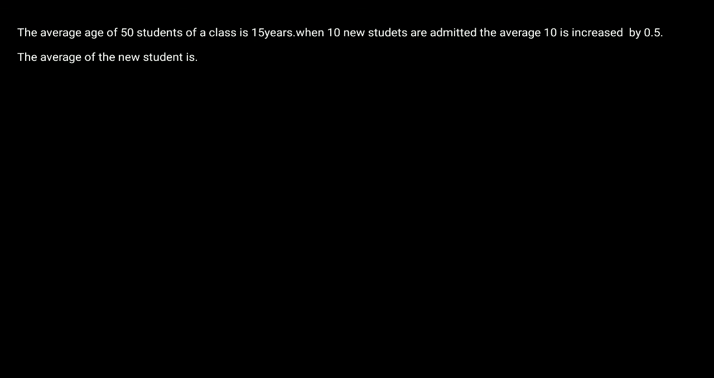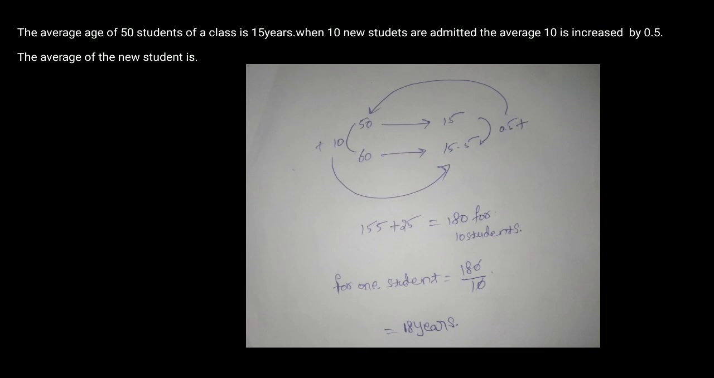Now we will see the next question. The average age of 50 students of a class is 15 years. When 10 new students are admitted, the average age is increased by 0.5. What is the age of the new student? Now follow the same procedure. Initially the number of students is 50. When 10 new students are admitted, now the total number of students is 60.